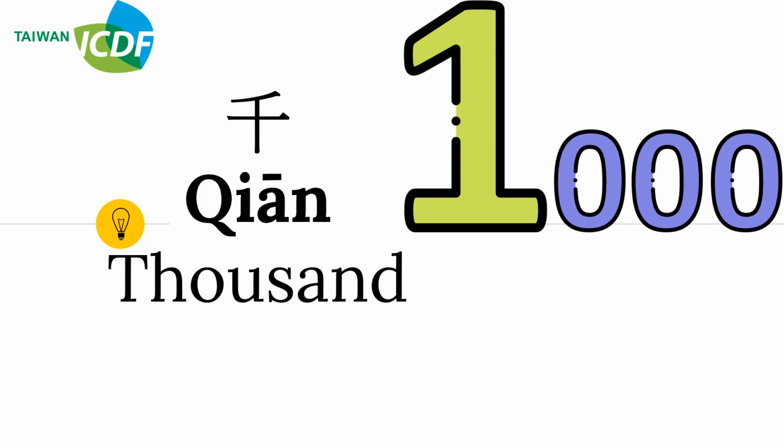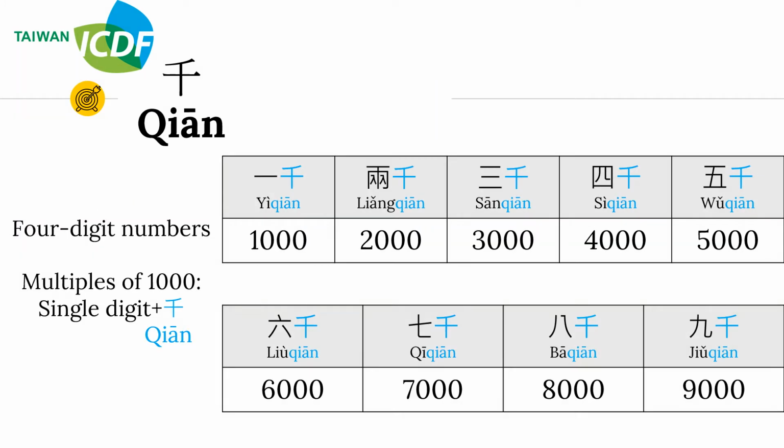Next word is qiān, qiān. From 1,000 to 9,000 is 一千, 两千, 三千, 四千, 五千, 六千, 七千, 八千, 九千. It's quite straightforward, but you need to watch out that 2,000 is 两千.